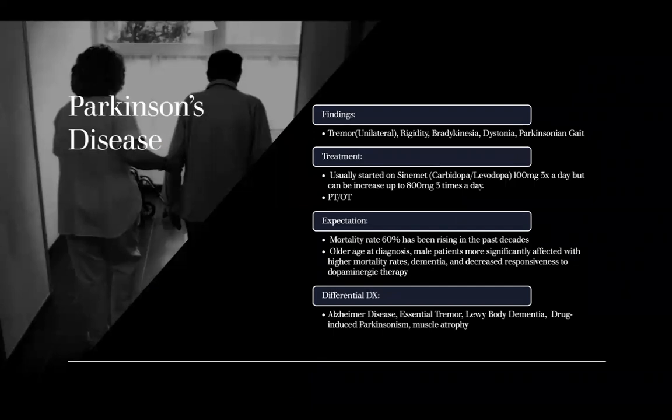When looking at Parkinson's disease, some findings we're going to find are that they're going to have a tremor. Usually that tremor is unilateral, however, it can be bilateral. It is the most common symptom and occurs in 70% of patients, but it does not need to be present to make a diagnosis of Parkinson's disease. They're going to have some rigidity, some bradykinesia, some dystonia, and Parkinsonian gait.